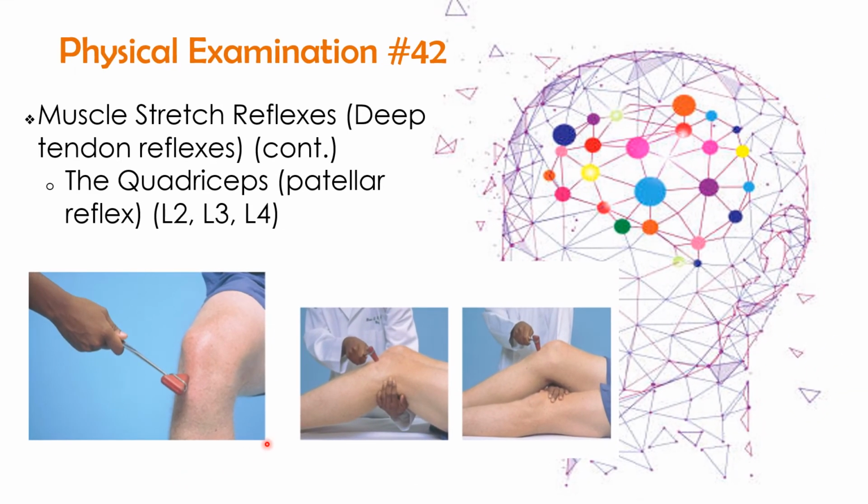Now to test for the quadriceps or patellar reflex for L2, L3, and L4, the patient may be either sitting or lying down as long as the knee is flexed. Briskly tap the patellar tendon just below the patella, and then note the contraction of the quadriceps with extension at the knee. And then you can place your hand on the patient's anterior thigh to feel this reflex.